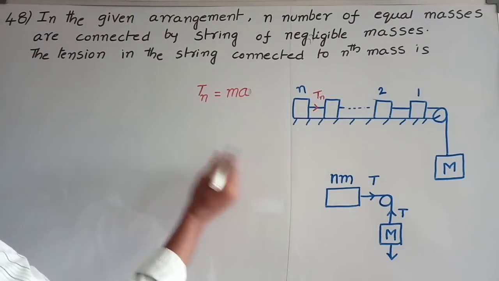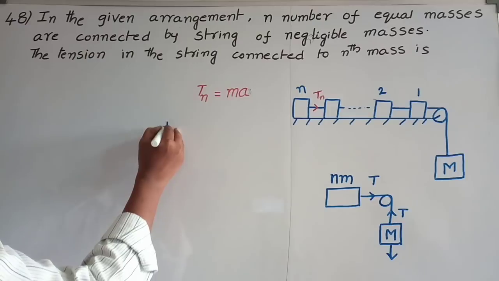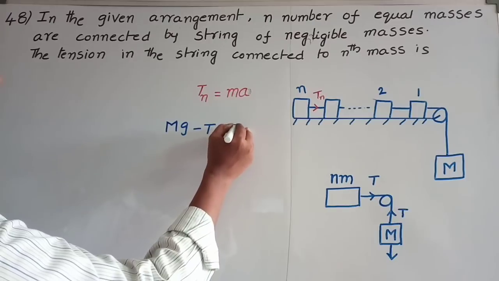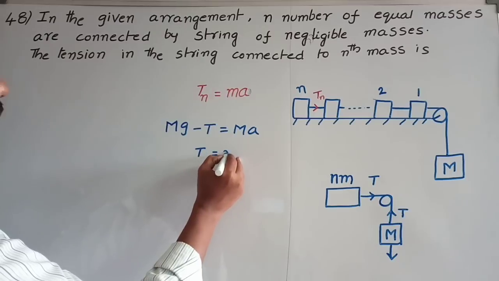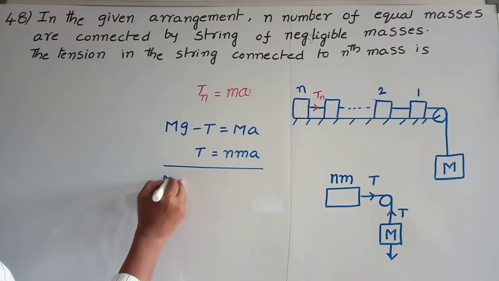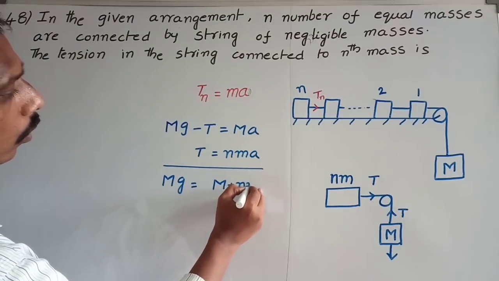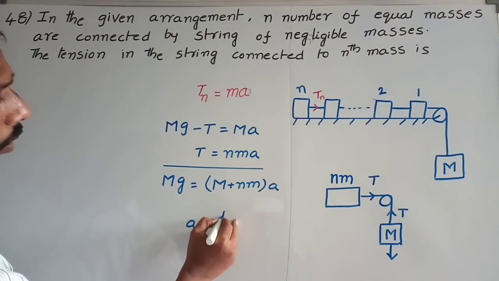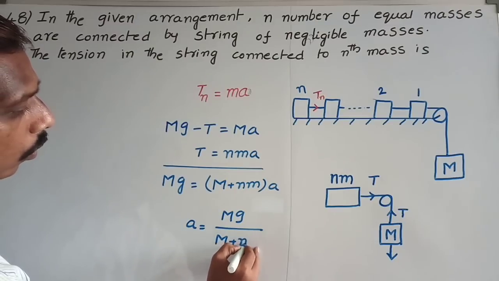Come to capital M. Its weight is acting in downward direction. This block is moving downward. So we can write Mg minus tension T is equal to Ma. Come to this block. T is equal to n into small m into a. Add these two equations. Mg is equal to, we can get capital M plus n into small m into acceleration A. From this acceleration A is equal to Mg by capital M plus n into m.